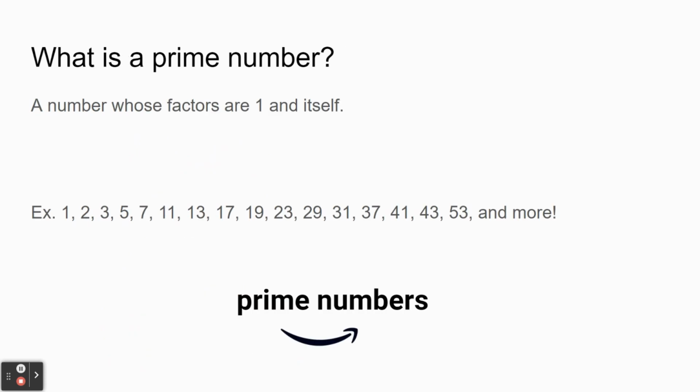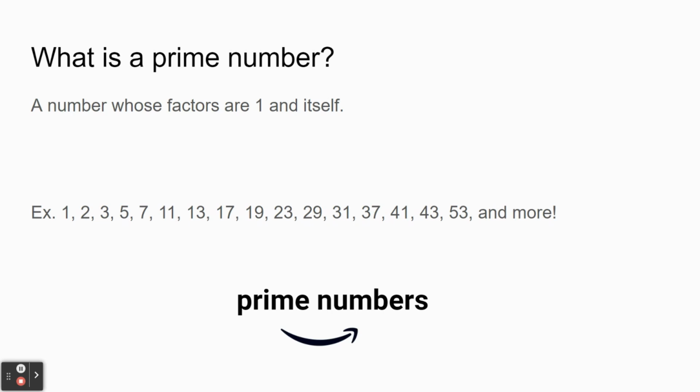So what is a prime number? A prime number is a number whose factors are just 1 and itself. There's nothing that you can multiply together to give you that number, no whole numbers at least, other than 1 and itself. So some examples: 1 is a prime number because the only thing you can multiply together to get 1 is 1 and itself, 1. 2 is a prime number because the only two numbers you can multiply together to get 2 are 1 and 2. 3 is 1 and 3, etc., etc.